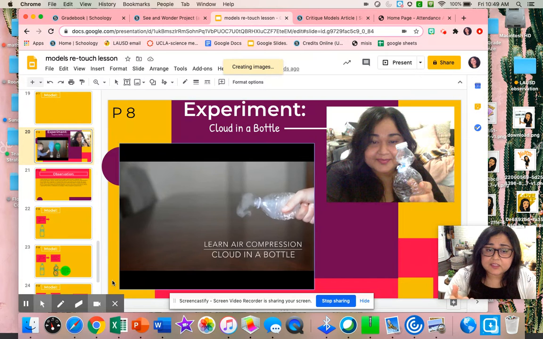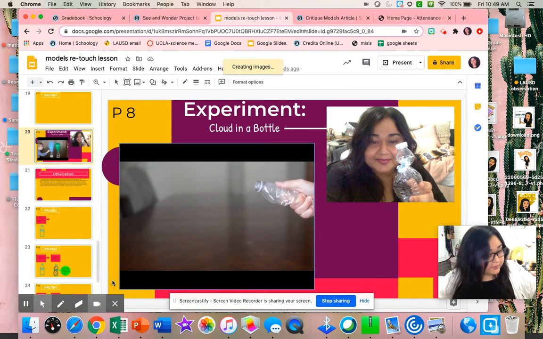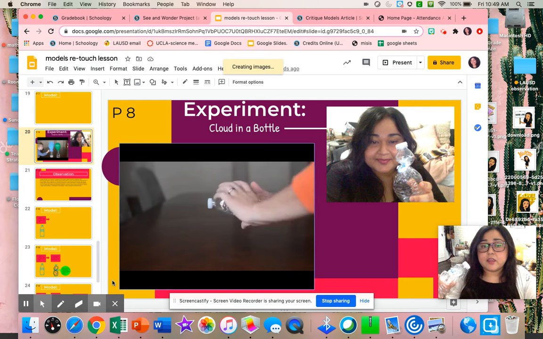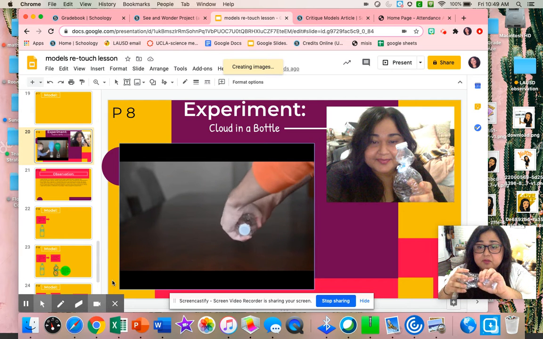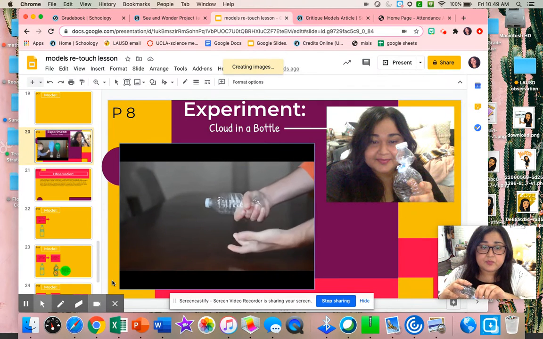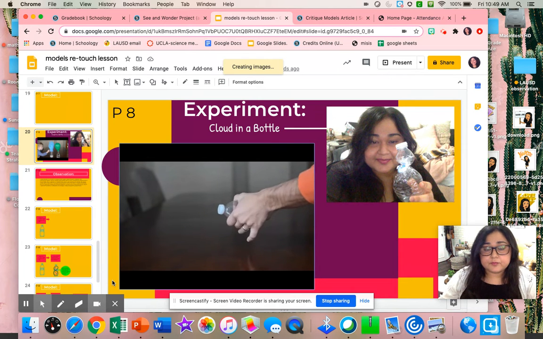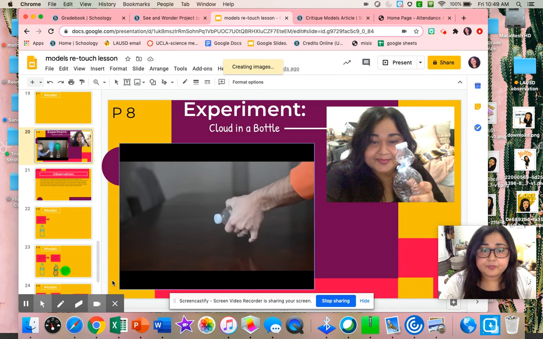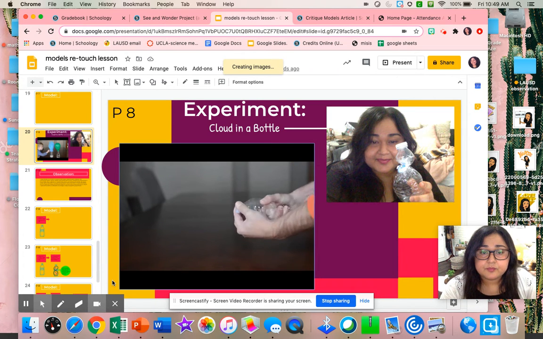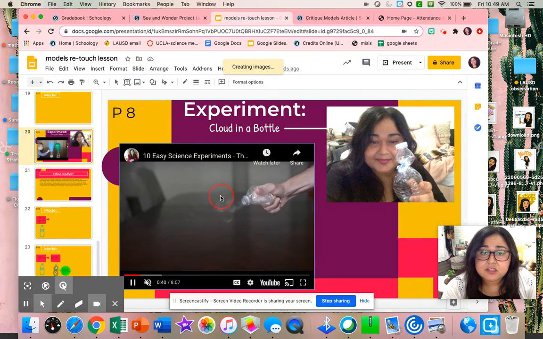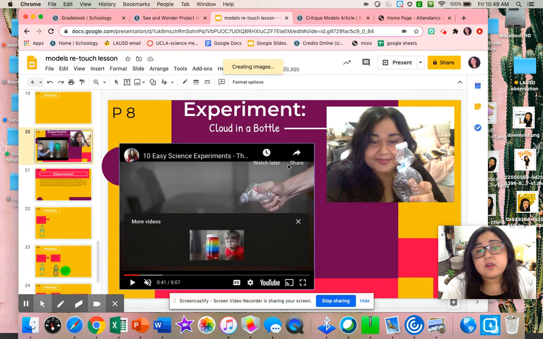Okay, so this is the experiment I did with an empty water bottle. You twist it through the middle, and then you open up the top. And it releases a cloud. That's why the experiment is called cloud in a bottle. Okay, so after I did my experiment, I have my picture.